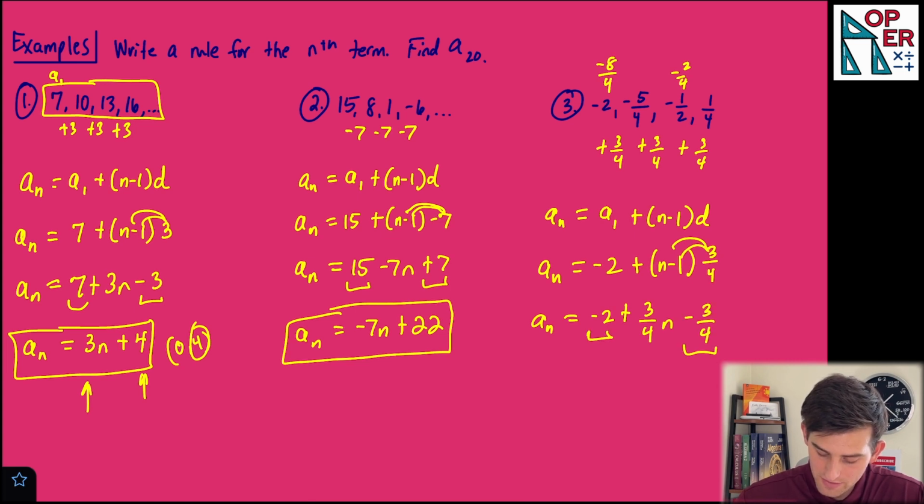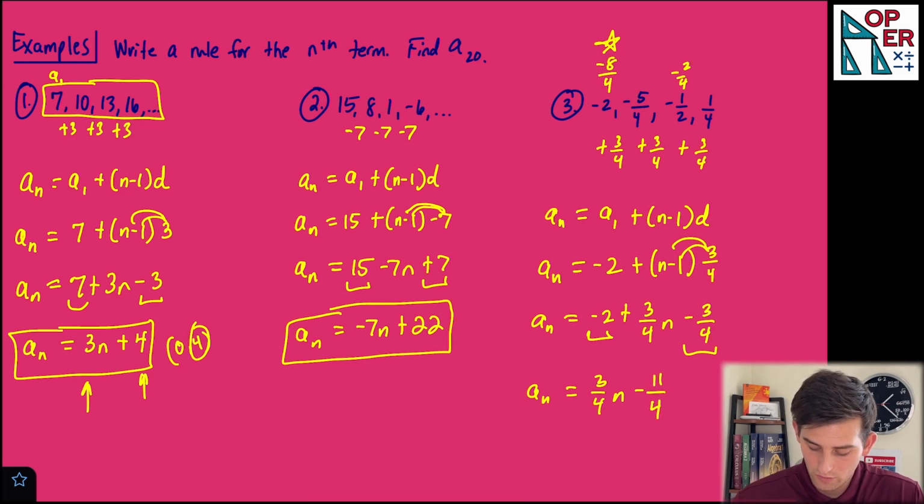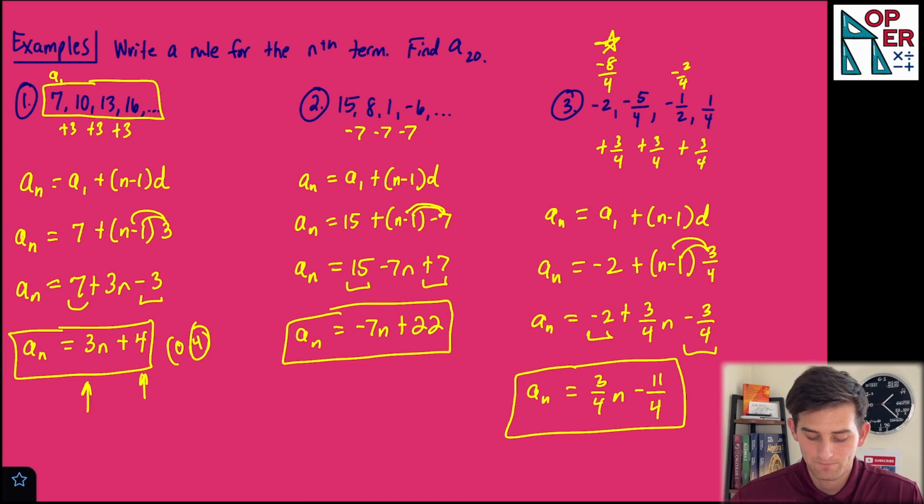Combine our like terms. So we have a sub n equals 3/4 n. And now we know negative 2 we set up here was like negative 8 over 4. So negative 8 over 4 minus 3 over 4. Negative 8 minus 3, so this would be minus 11 over 4. And that would be our rule right there. Okay, and so that's how you can write a rule for an arithmetic sequence.